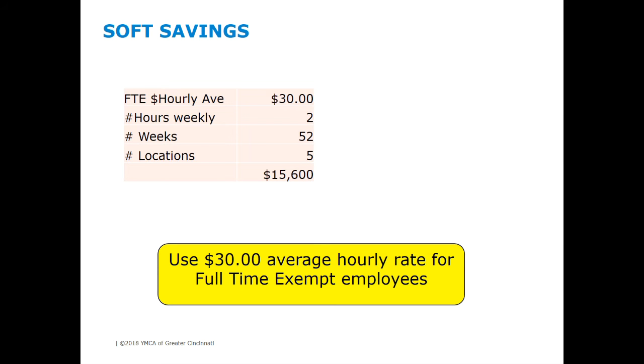Sometimes we only have soft dollar savings for a project, such as estimating the cost of employee time. We might use soft dollar savings for a project that results in fewer hours spent doing an activity. To calculate soft savings in employee time, use the average cost of $30 per hour per employee. This accounts for the average cost of salary plus benefits.